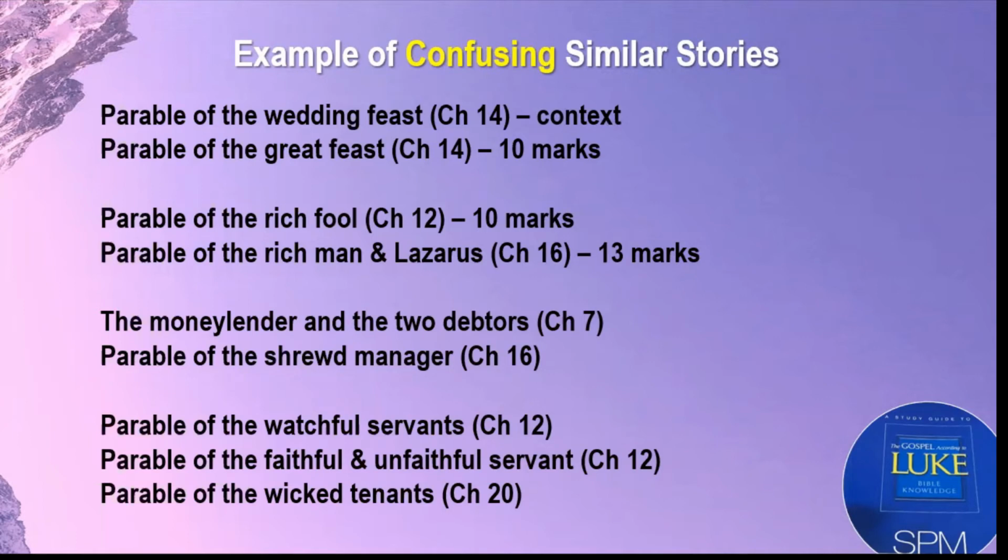The question may ask from the wedding feast, and the students give the answer from the great feast. The question asks you to write the story of the great feast, and the students write from the parable of the wedding feast. What happens is that you may actually lose everything. You may lose all the marks because you are rewriting the wrong story. Another example, the parable of the rich fool with the parable of the rich man and Lazarus. How do you differentiate these stories? The parable of the moneylender and the 2 debtors with the parable of the shrewd manager.